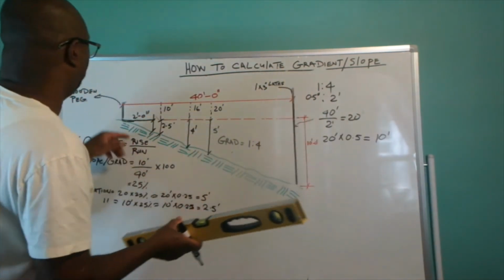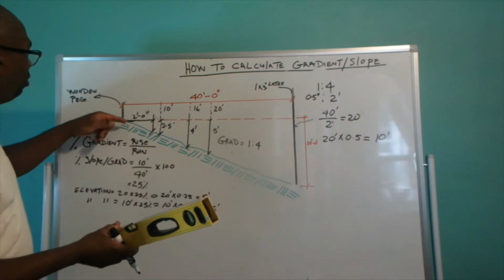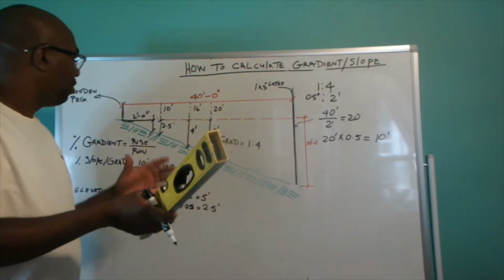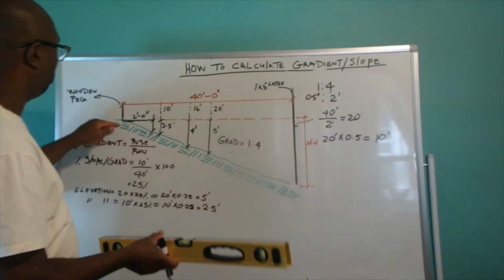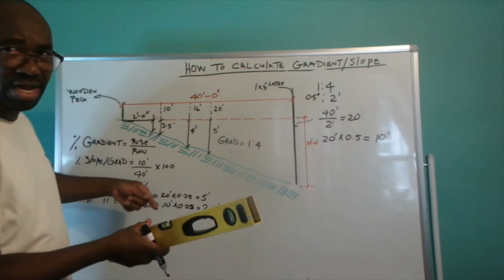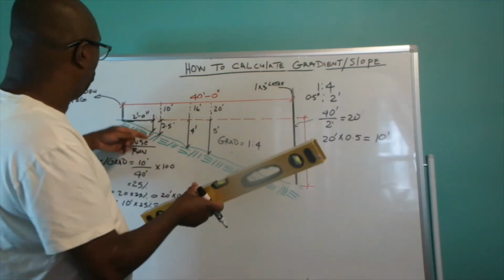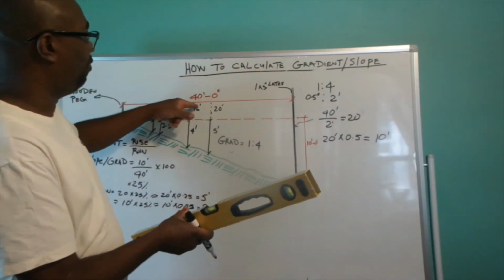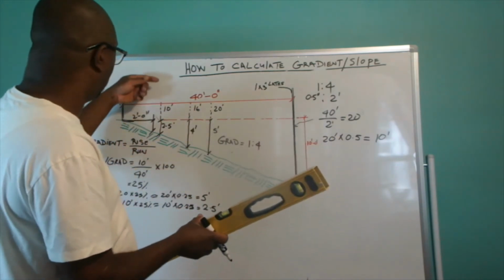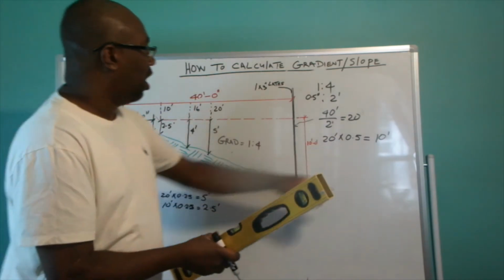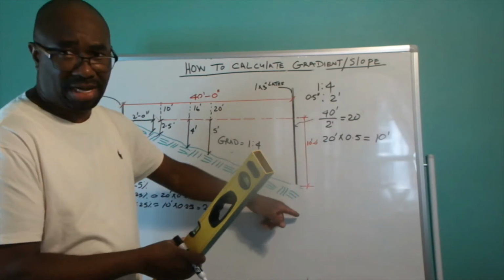You only can measure, if you want to be less time consuming, just measure 2 feet here and you measure the rise. And so you have to find out how much 2 feet is in the 40 feet and you times that by that rise, and you're supposed to get back the maximum height.